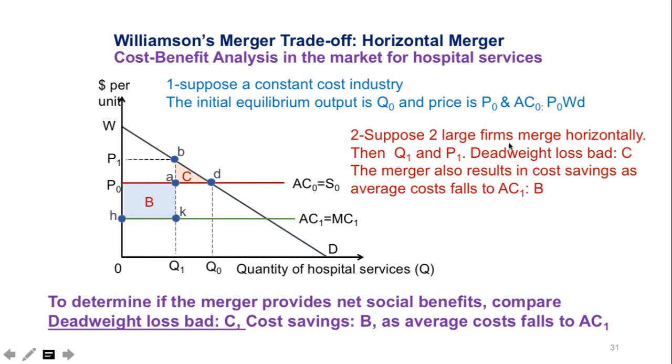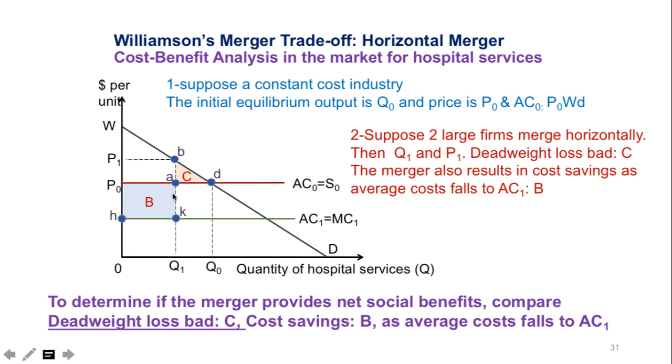Suppose that two large hospitals merge horizontally. Then they decide to produce at Q1 instead of Q0, because that's how it works. When they have market power, they set their level of production lower at Q1. In that case, they intersect with the demand curve and set their price at P1 and Q1.